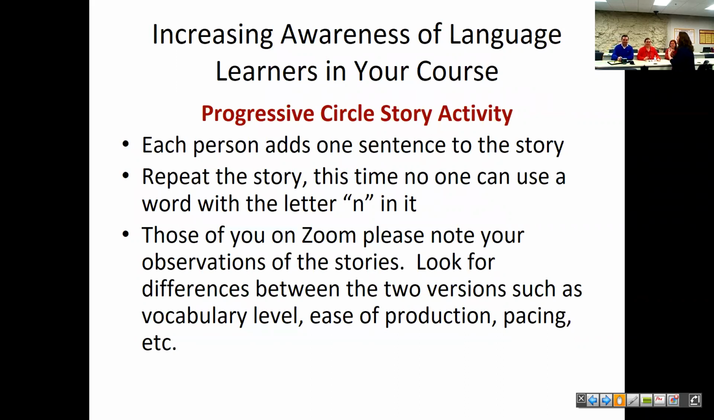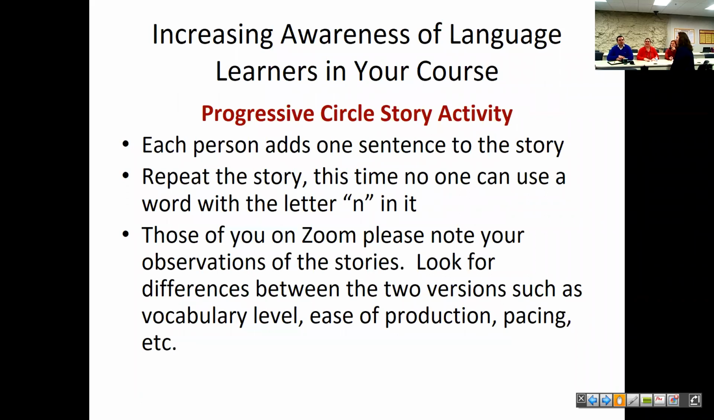Okay. So now this time we're going to repeat the story, but you can't use any words that have the letter N in them. Okay? Does it have to be the same story, or can we do a different story? We can do a different story if you want. It doesn't have to be exactly what you said. So I can't use any word that starts with the letter N?